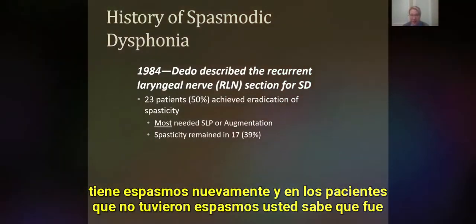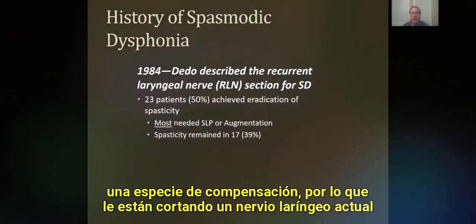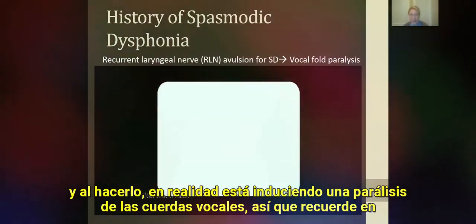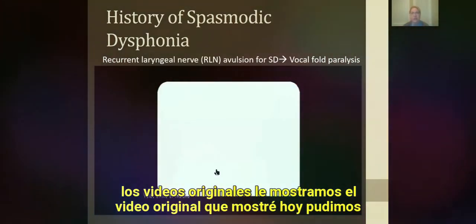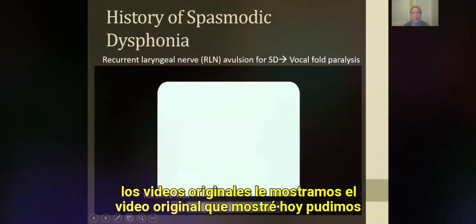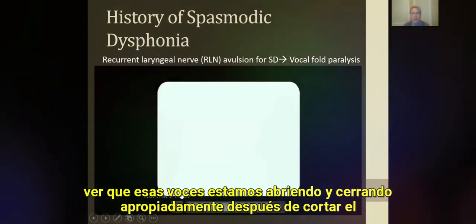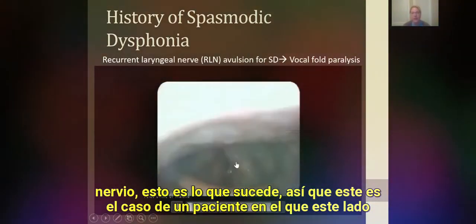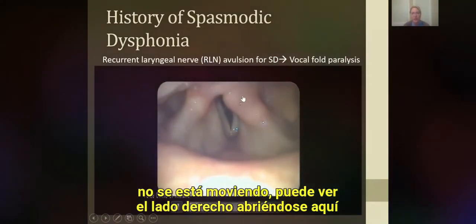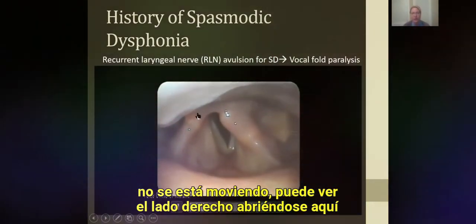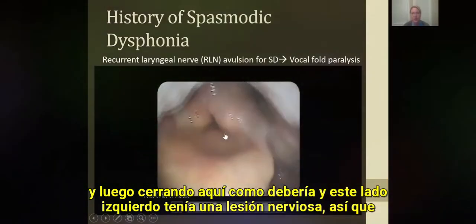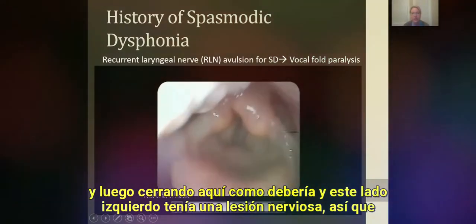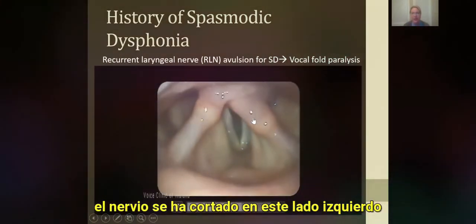And in the patients who didn't have spasms, it was somewhat of a trade-off. So they're cutting the recurrent laryngeal nerve, and in doing so, you're actually inducing a vocal cord paralysis. So remember in the original video I showed today, we could see that those vocal cords were opening and closing appropriately. After we cut the nerve, this is what happens. So this is a case of a patient where this side is not moving. You can see the right side moving open here and then closing here the way it should, and this left side has had a nerve injury. So the nerve has been cut on this left side.